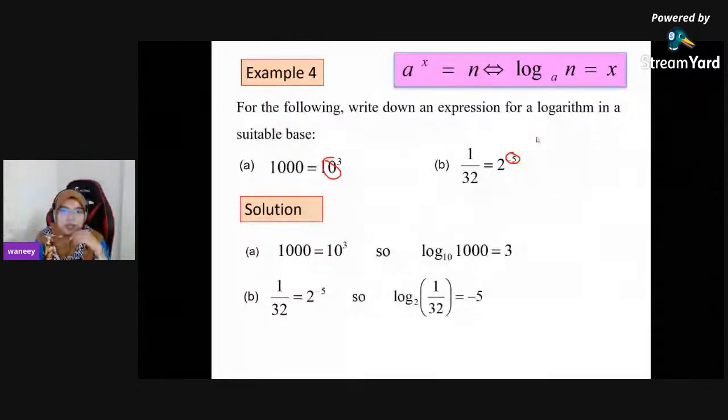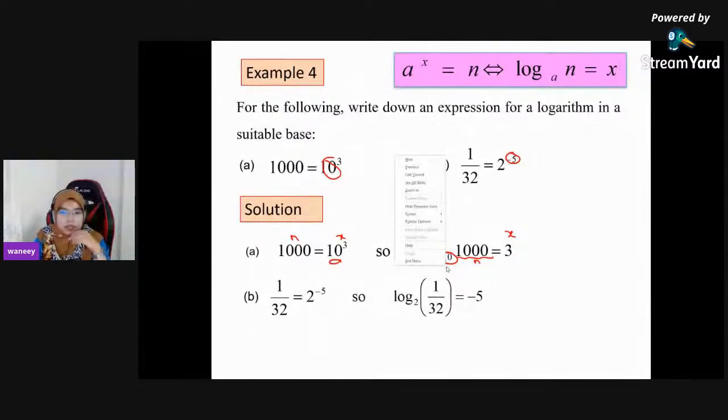Or use this formula. So this is a to the power of x equal to n. So log to the base of a of n equal to x.